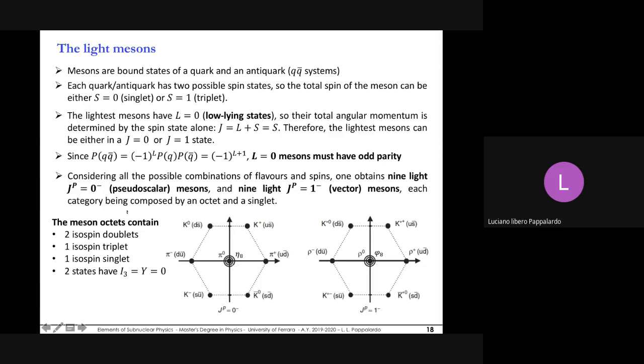So in total, what we see here is 2 isospin doublets, 1 isospin triplet for each of the 2 systems, 1 isospin singlet, eta 8 or phi 8, and then in total we have 2 states with 0 hypercharge and 0 third component of isospin. That is the eta 8 and the pi 0, and the eta 8 and the rho 0. They both stay here in the center. And then we also have the singlet, and the meson singlet, by definition, is a 0 isospin and 0 hypercharge state.